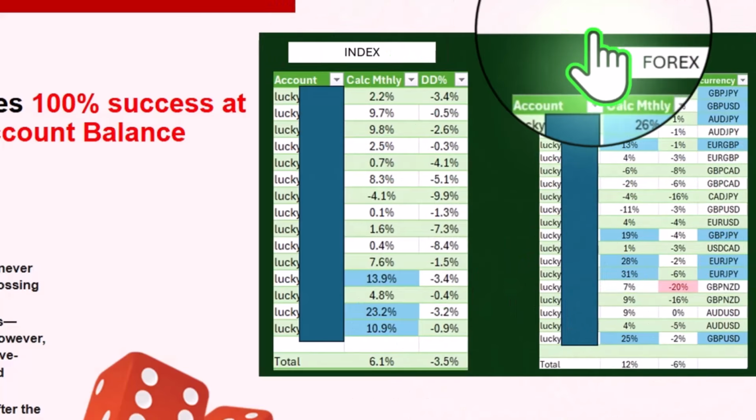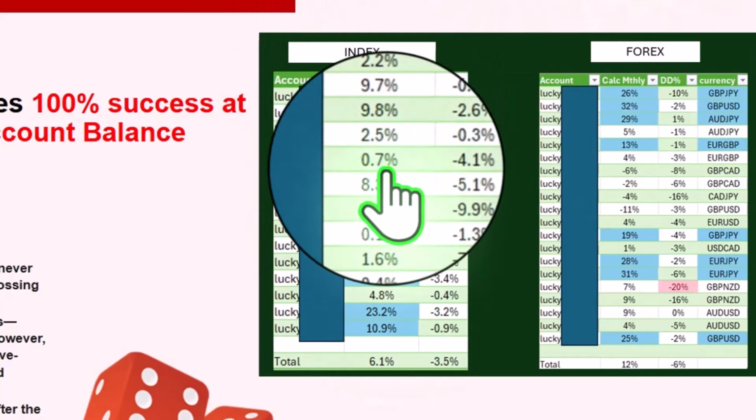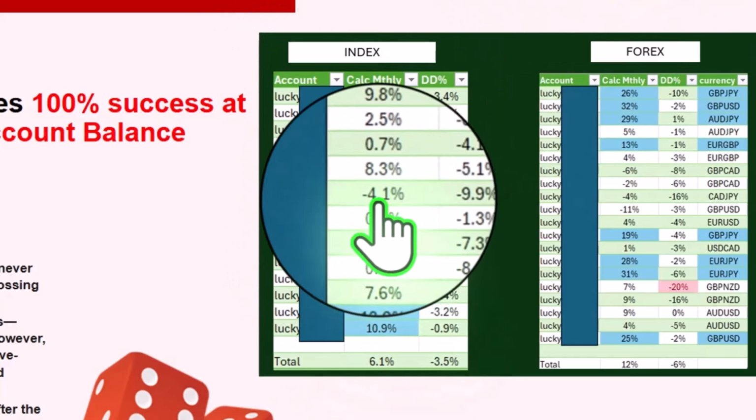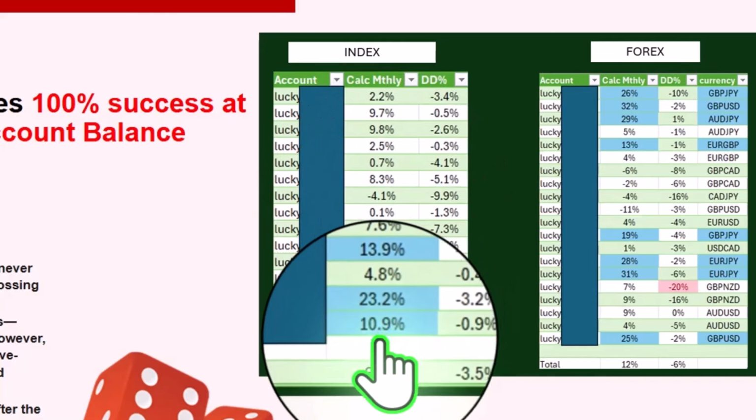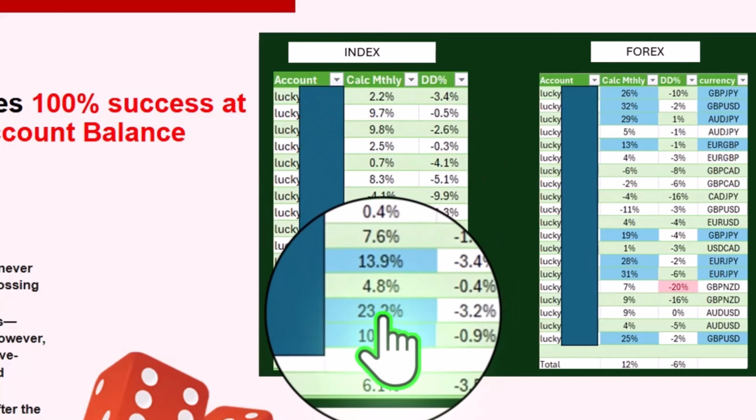And it can trade most instruments. Here it's trading Forex, there it's trading in the indexes, and the indexes are in fact more robust. There's only one account that's negative, and you can see some nice returns trading the indexes there.